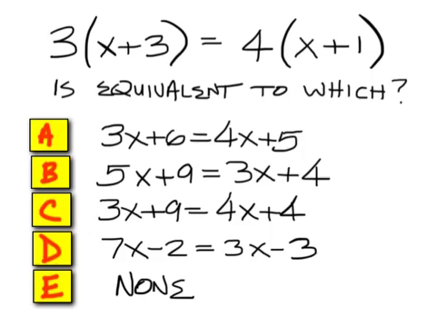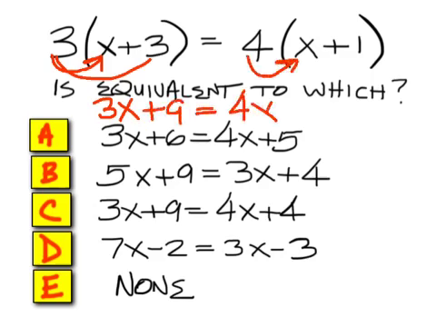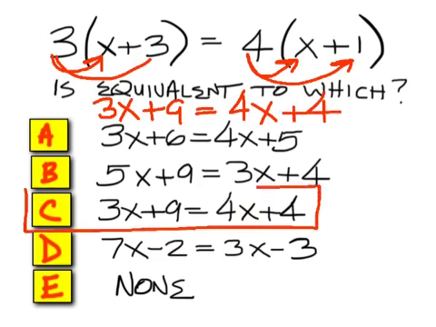The solution for this can be found by doing 3 times x, which is 3x. 3 times 3 is 9. 4 times x is 4x, and 4 times 1 is 4. That is answer number, or letter, C.